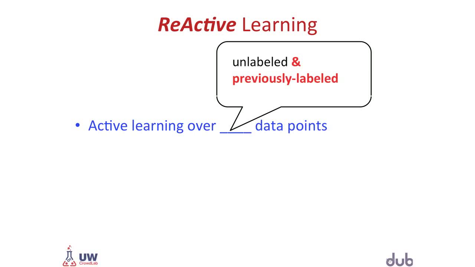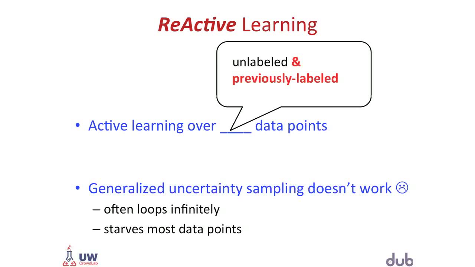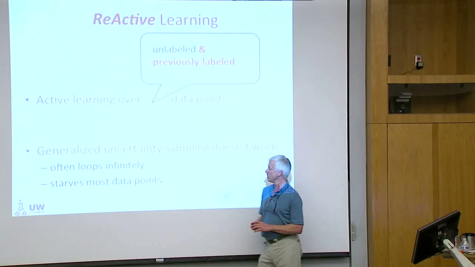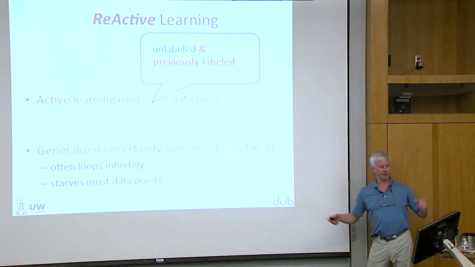But here, what we really need to do if annotators can make mistakes is choose not only the unlabeled data points, but also previously labeled data points. Maybe what we want to do is go back and relabel something. So you might try a strategy like uncertainty sampling, which is a standard active learning approach, and it doesn't really work. It oftentimes loops infinitely and then starves a bunch of data points.